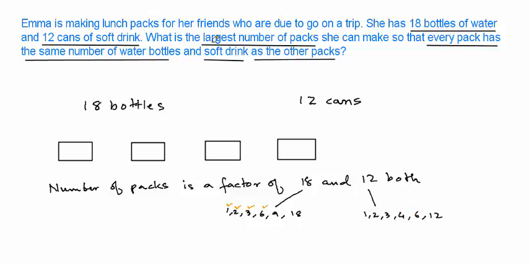And if you want to find out the largest number of packs, that's the largest common factor between 18 and 12, which is 6. So the answer pretty much is the GCF of these two numbers. 6 packs. Hope that makes sense.